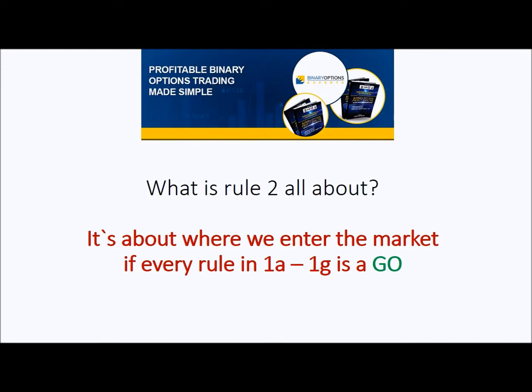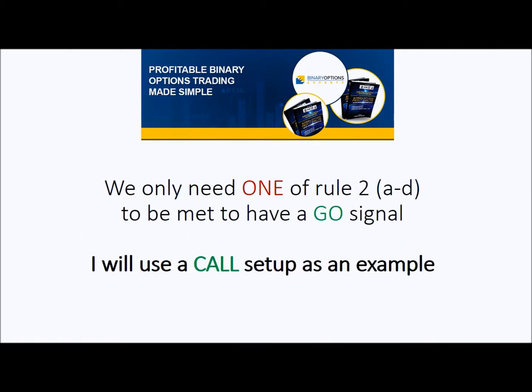So what is all this talk about rule number 2 about? Well, it's actually about where we enter the market if every rule in 1A to 1G is a go. We only need one of rule 2, that's 2A to 2D, to be met to have a go signal. So in this example I will use a call setup to show you and try to explain it as simply as possible, okay?